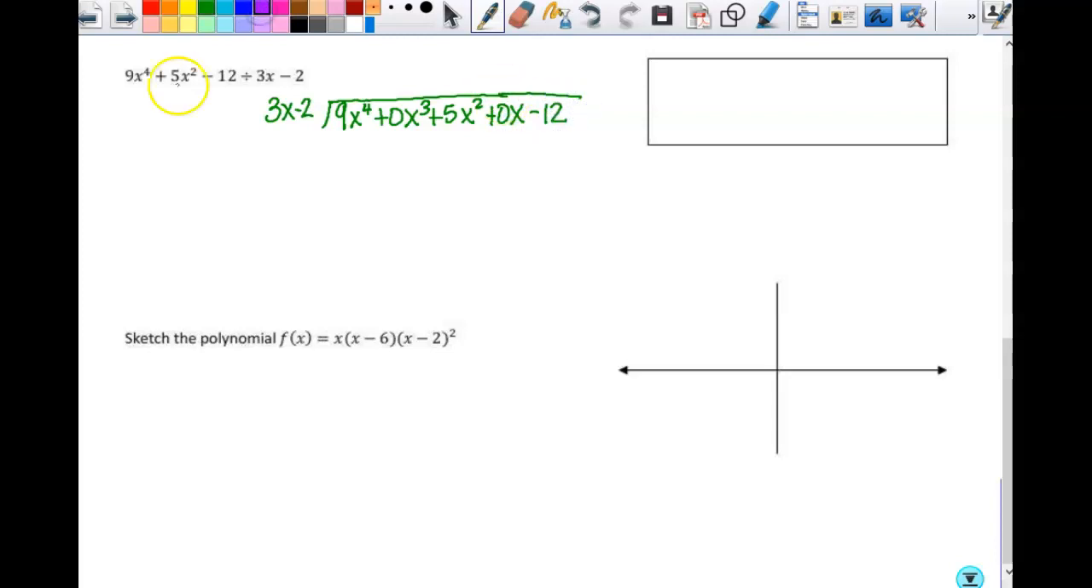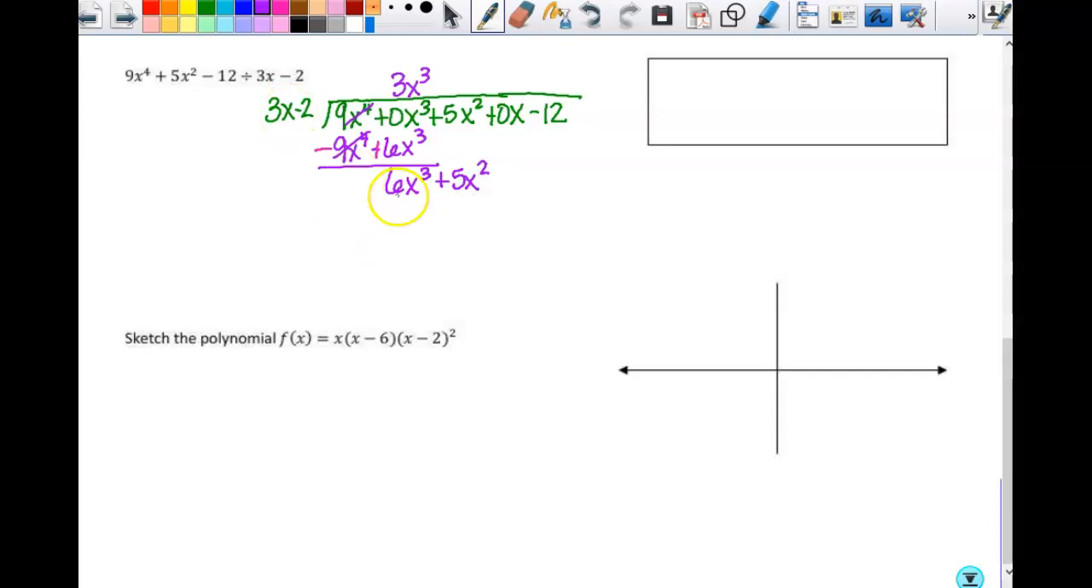So 3x goes into 9x to the 4th. That would be 3x cubed times. So I multiply these and I get 9x to the 4th. And then minus 6x cubed. I'm subtracting, so I change the signs on both. This is going to zero out, and this gives me 6x cubed plus 5x squared.